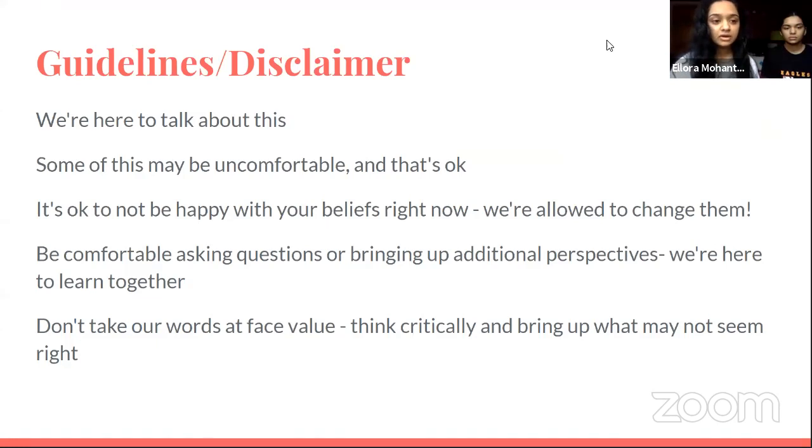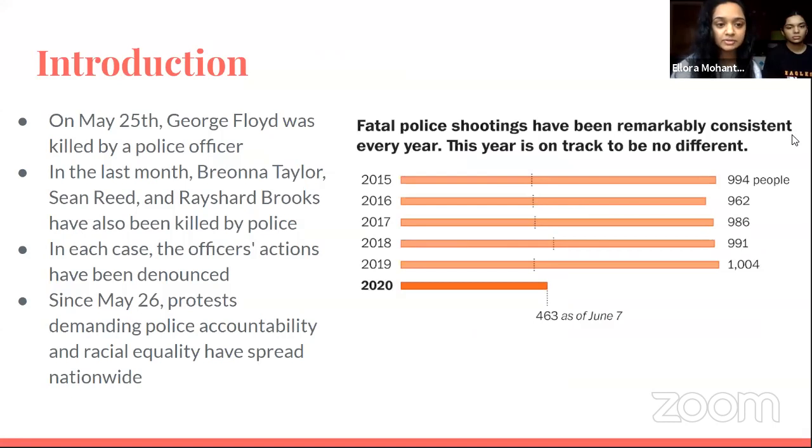So moving on to the introduction. As we've spoken about in past weeks, we all know at this point that on May 25th, George Floyd was killed by a police officer. Since then, and also around the same time, many other Black Americans have been killed by police as well. And in each case, the officer's actions have been denounced. Since May 26th, we've seen in the news and through conversation, many protests occurring demanding police accountability and racial equality. And this has spread fully nationwide as well as globally. Here on the right, you can see a figure that shows fatal police shootings that have been remarkably consistent every year. And if we look at 2020 at the bottom, you can see that it's on track to follow the same horrible track record.